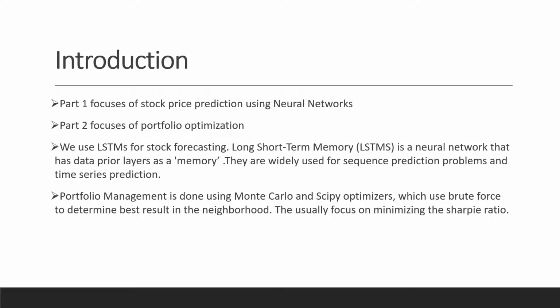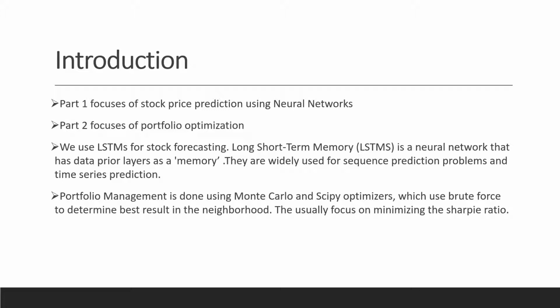I've divided the project into 2 parts. Part 1 focuses on the stock price prediction using neural networks, and part 2 focuses on portfolio optimization. In part 1, we use LSTMs because they have the prior layer of data as a memory, because of which they are widely used for sequence prediction problems and thereby time series prediction.